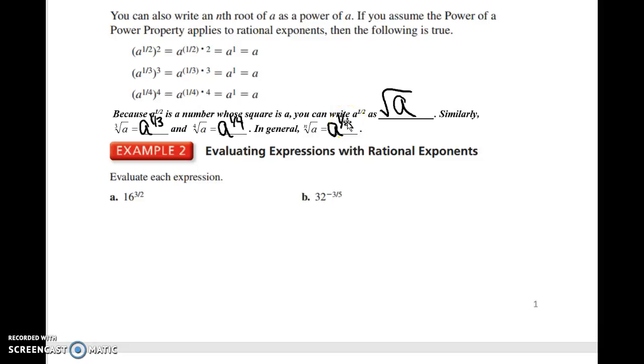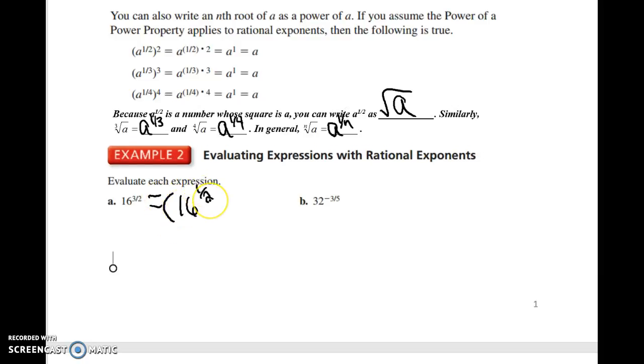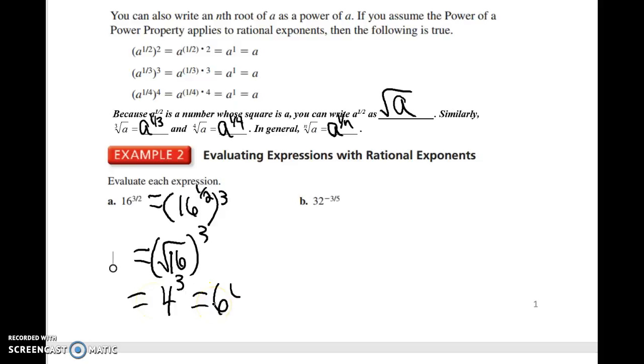Looking at example 2, we have 16 to the 3 halves. So we're going to write that as 16 to the 1/2 is the square root of 16 to the 3rd power, and that's 4 to the 3rd power, which is just 64.